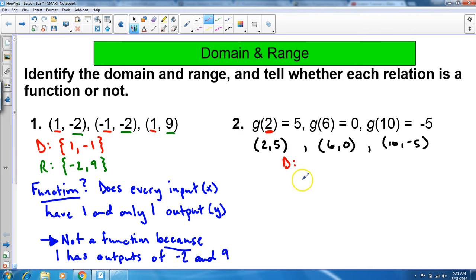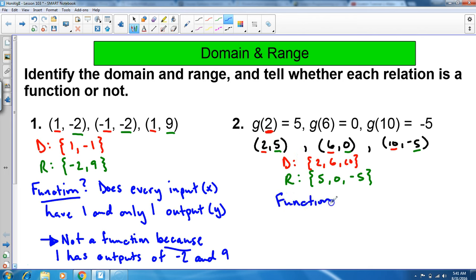Now that we've got it listed as ordered pairs, we want to identify the domain. My domain in this case, again, is the list of all input values. So I've got the set of 2, 6, and 10. Those are my inputs. All right, my outputs that are related to those, that's my range. My range is the set of all outputs. So my outputs are 5, 0, and negative 5. So there's my domain and range. And now again, we want to check to see whether this is a function. Is this a function or not?